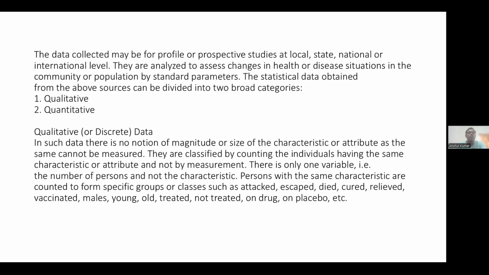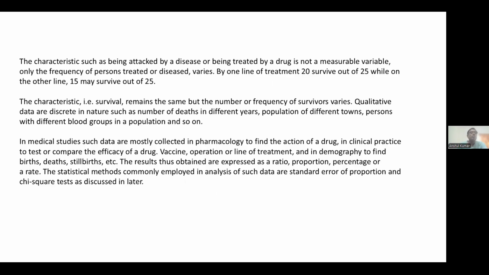There is only one variable, that is the number of persons and not the characteristics. Persons with the same characteristics are counted to form specific groups or classes such as attacked, escaped, died, cured, relieved, vaccinated, males, young, old, treated and not treated, on drug, on placebo, etc. The characteristic such as being attacked by a disease or being treated by a drug is not a measurable variable. Only the frequency of persons treated or diseased varies.